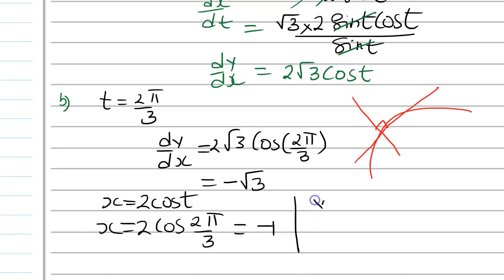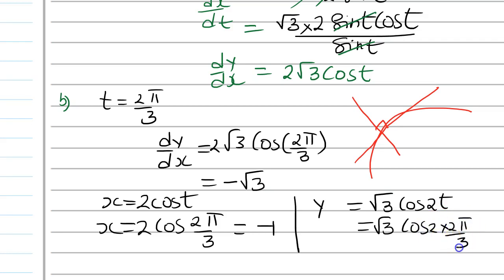Y was root 3 cos 2t. So put t as 2 pi over 3 here, root 3 cos 2 times 2 pi over 3. So root 3 cos 2t, it will be minus root 3 over 2.